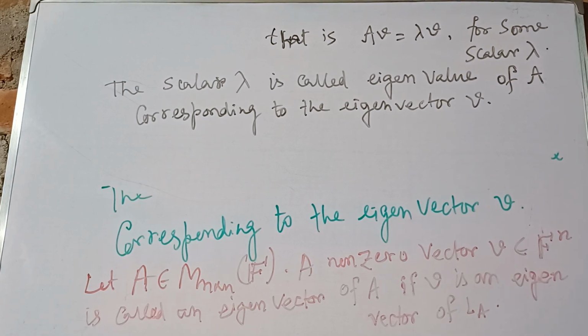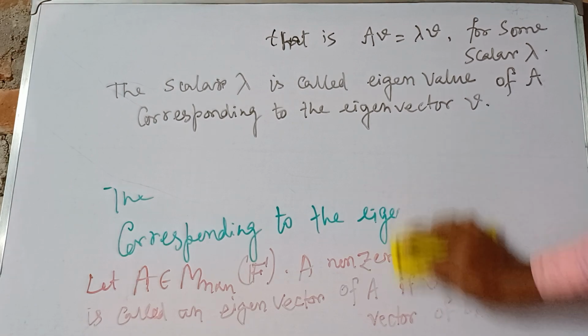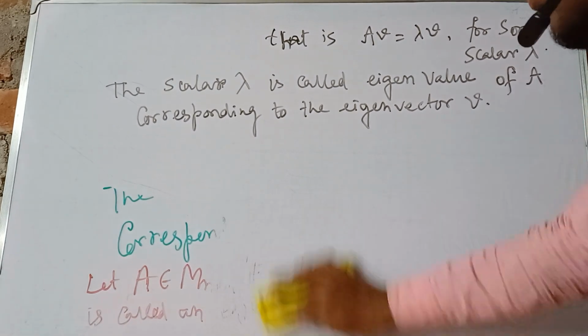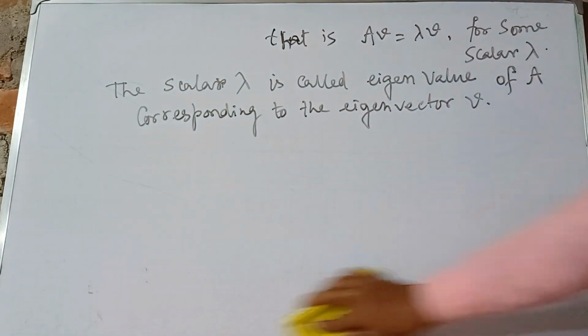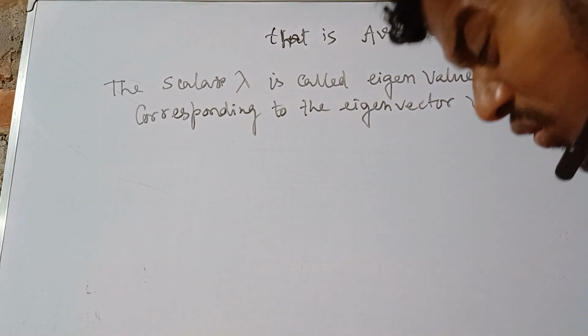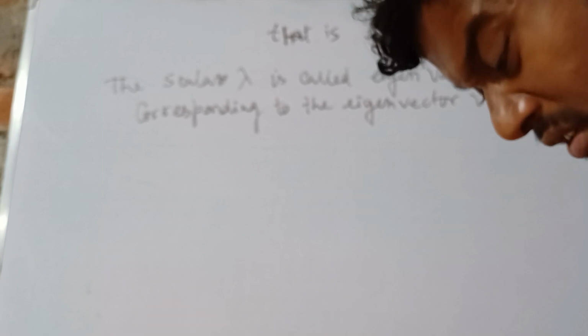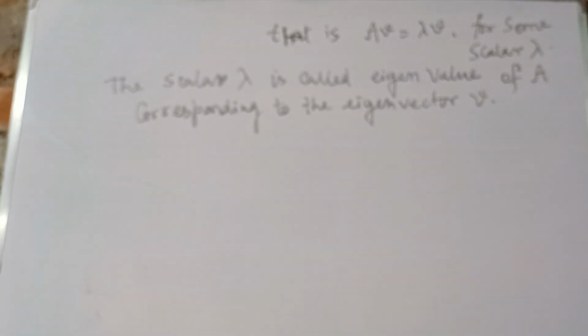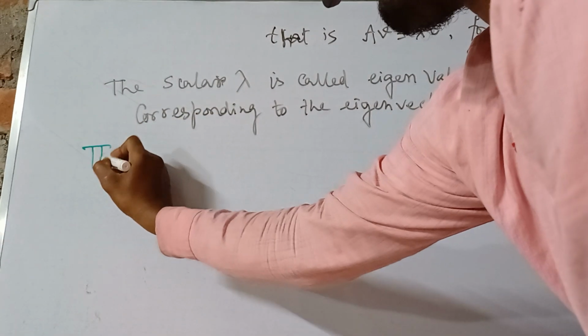So in this way we also discuss eigenvalues and eigenvectors. Now we go on to a theorem. We also write this in a suitable manner as a theorem.